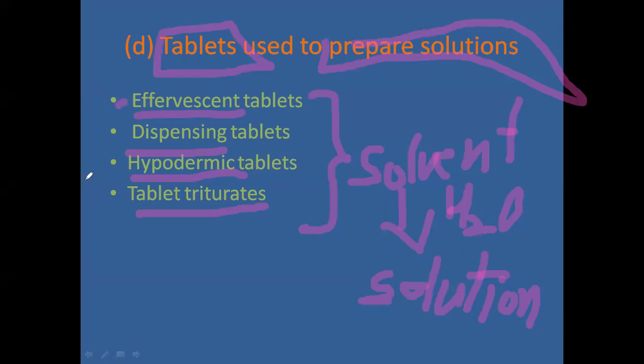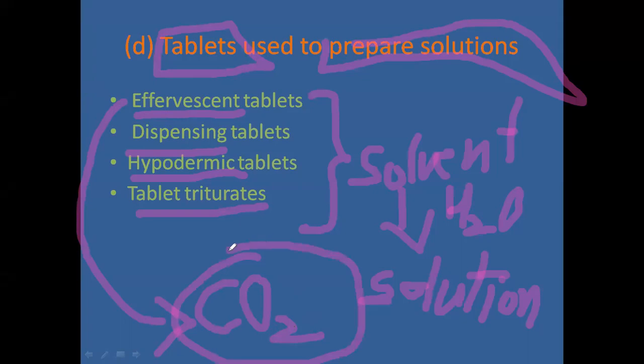For example, in effervescent solution tablets you will find that there is a liberation of CO2, so there will be formation of bubbles over there, okay, due to liberation of CO2. Then dispensing tablets mean the tablets which are going to be dispensed to the patient, and before taking they are dissolved into the solvent, and it will be converted into solution, so that is dispensing tablet.